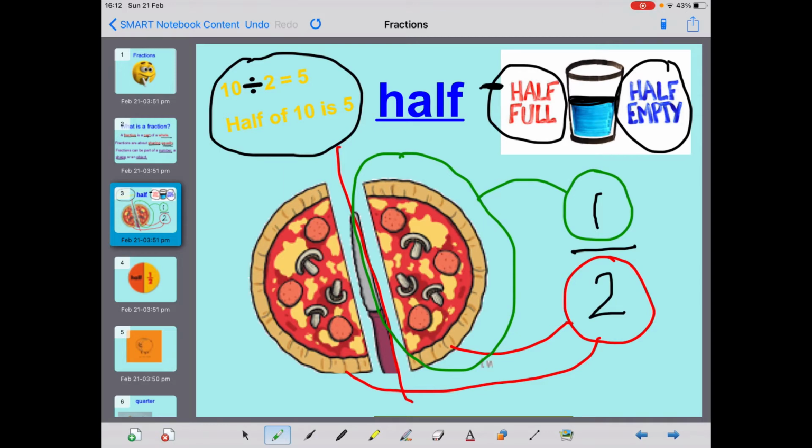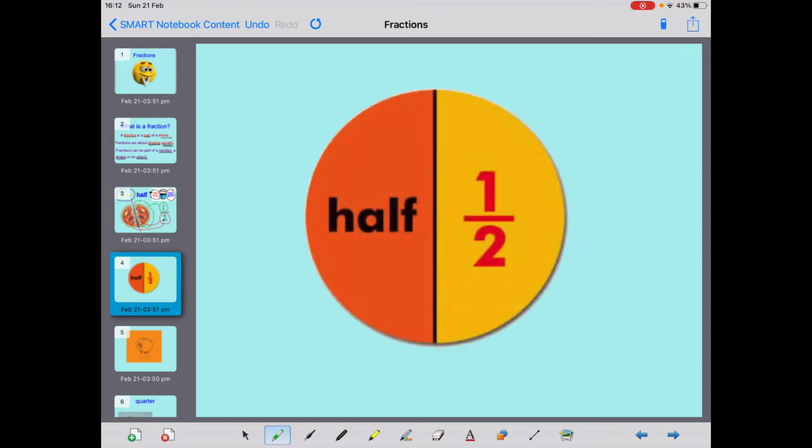We can also do this by looking at shapes. You can see our shape has been cut down the middle. I'm just trying to keep my line straight, it's a bit wobbly. Each side there is half. So it's 2 pieces, so I'll write it up here again as well.